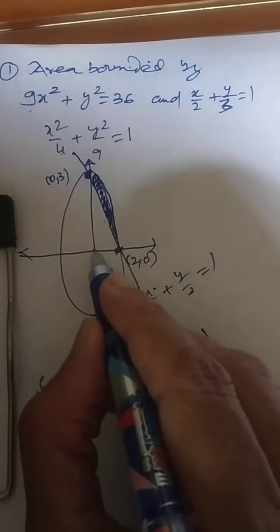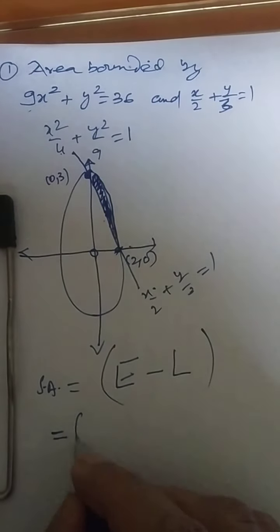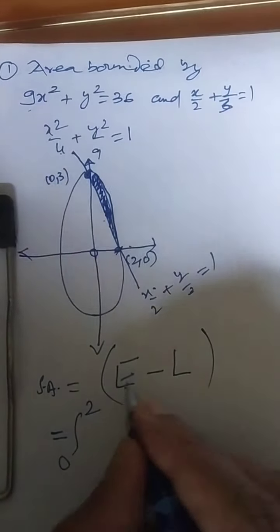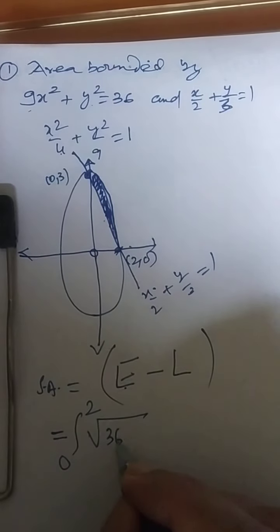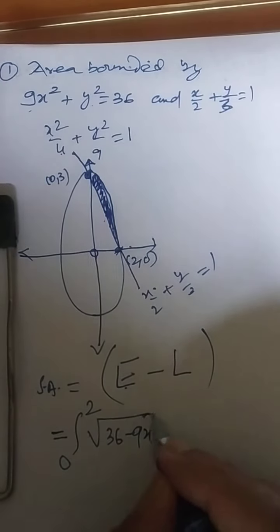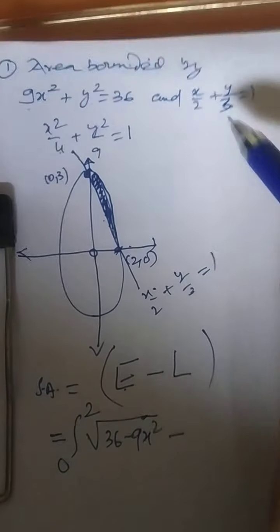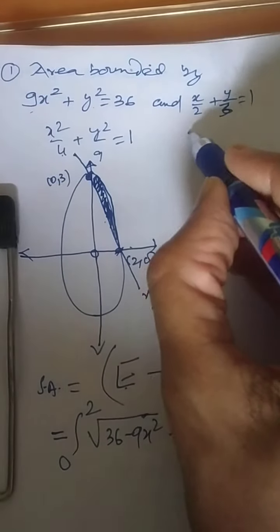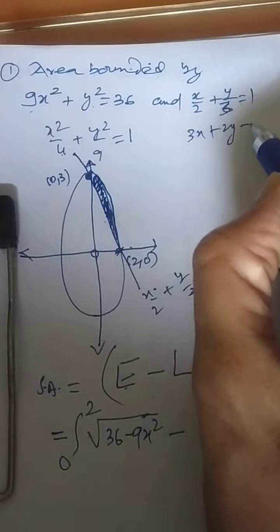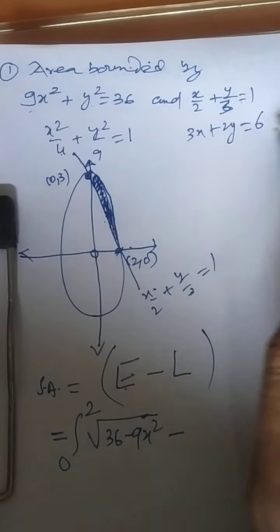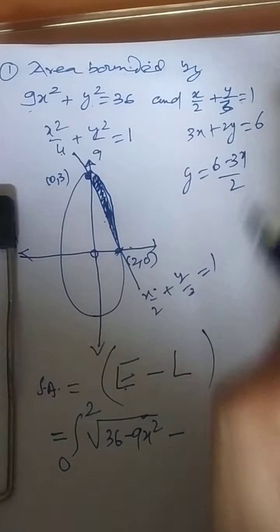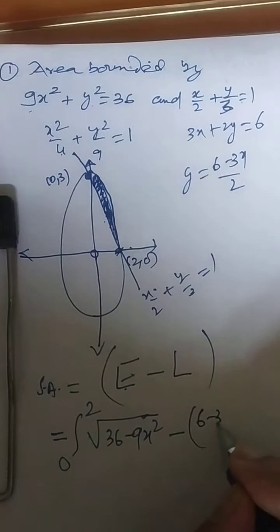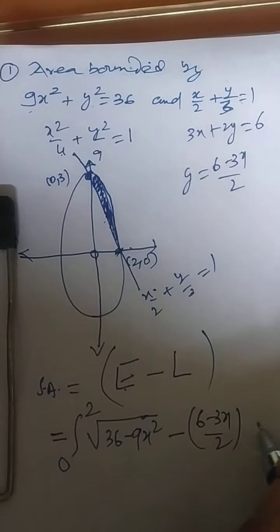Now the variation is from 0 to 2, so I should write 0 to 2. What is the equation of the ellipse? Ellipse in terms of y is nothing but the square root of 36 minus 9x square, divided by 2. Now minus the line equation. You have to simplify this. It will be 3x plus 2y equal to 6. Now get the value of y: y will be equal to 6 minus 3x by 2. Over here 6 minus 3x by 2, and now dx.